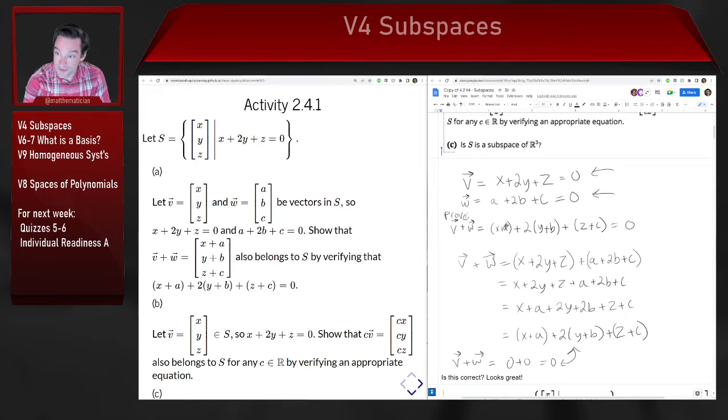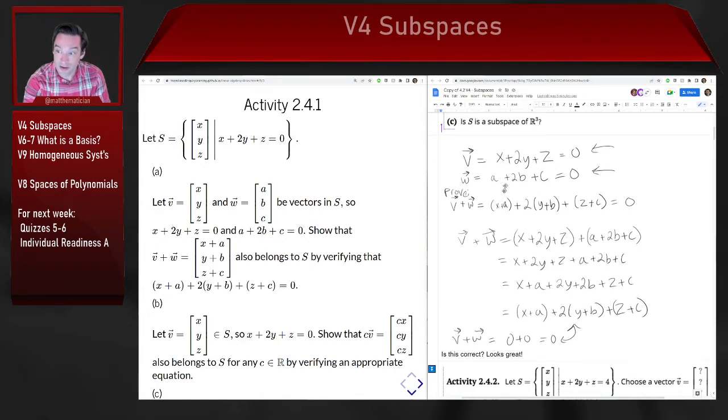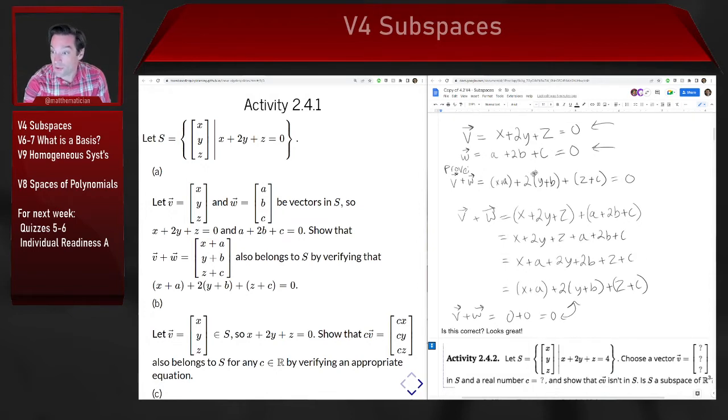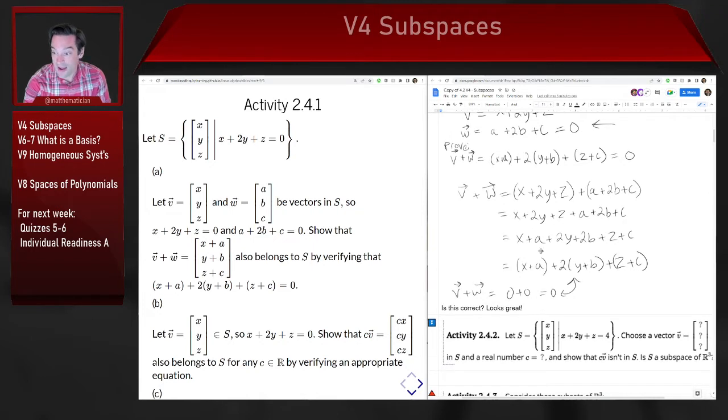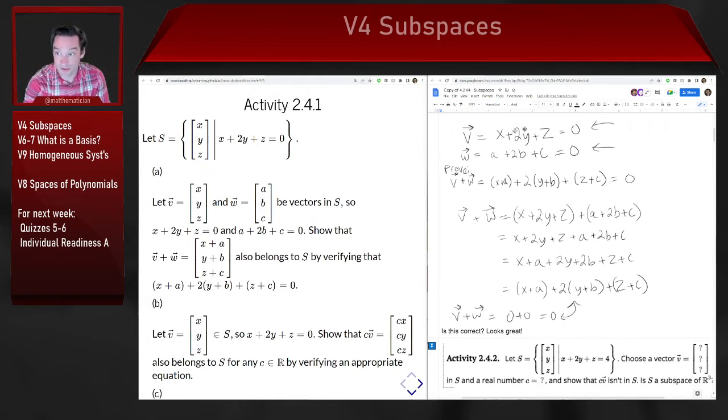So we just have to check whether the x-coordinate of the sum added to twice the y-coordinate of the sum added to the z-coordinate of the sum is equal to 0. And that's the work that this team has done here. If you take v plus w and add its x-coordinate to twice its y-coordinate to its z-coordinate, you use the fact along the way that x, y, z are the coordinates of v and they satisfy this first equation, and that a, b, and c are the coordinates of w and they satisfy that second equation. The fact that they satisfy those equations is sufficient to guarantee that v plus w also satisfies this equation.